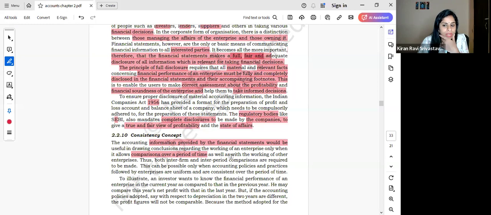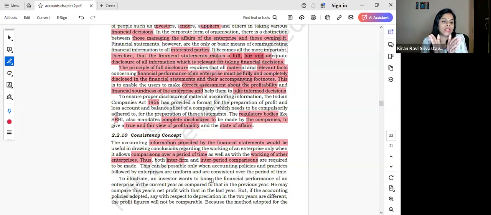Comparisons over a period of time, as well as with the working of other enterprises. Thus, both inter-firm and inter-period comparison. What is inter-firm? For example, Pepsi and Coca-Cola comparing each other's balance sheets because both are in the same type of business. This is called inter-firm comparison. And inter-period comparison is when Pepsi does the balance sheet analysis of the current year 2023-24 with the previous year, 2022-23, and sees the difference.